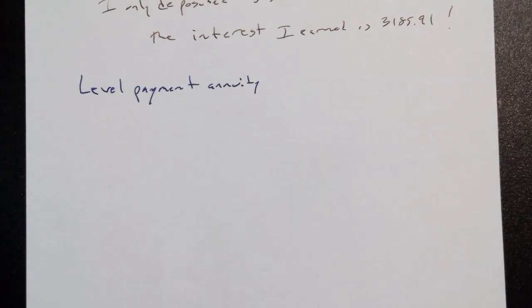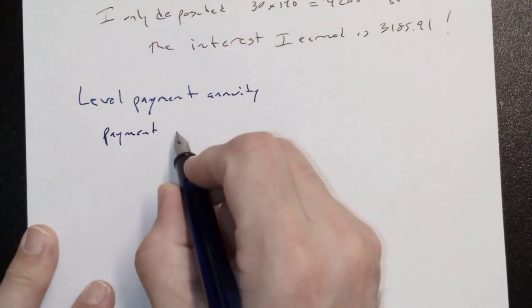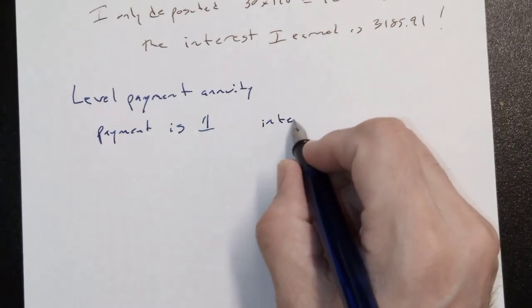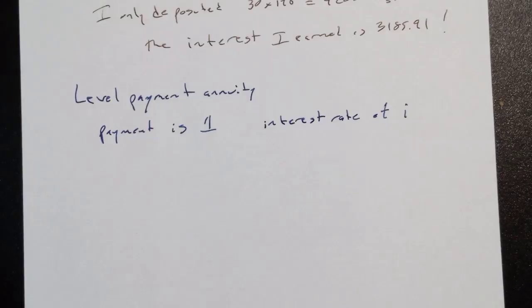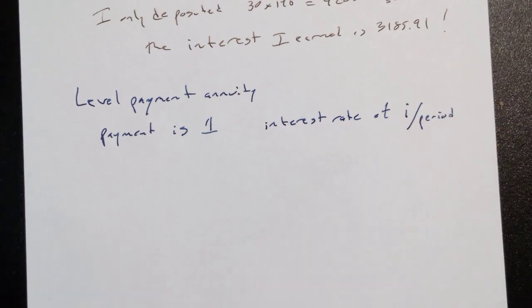Let's generalize this formula using the notation we already have. If I have a level, let's assume for the moment that my payment is just 1. As long as I know the payment for 1, if I change the dollar value, I can just multiply by that number. And I have an interest rate of i per period. So that's like per month, per week, per whatever. And the interest is credited at the same time.